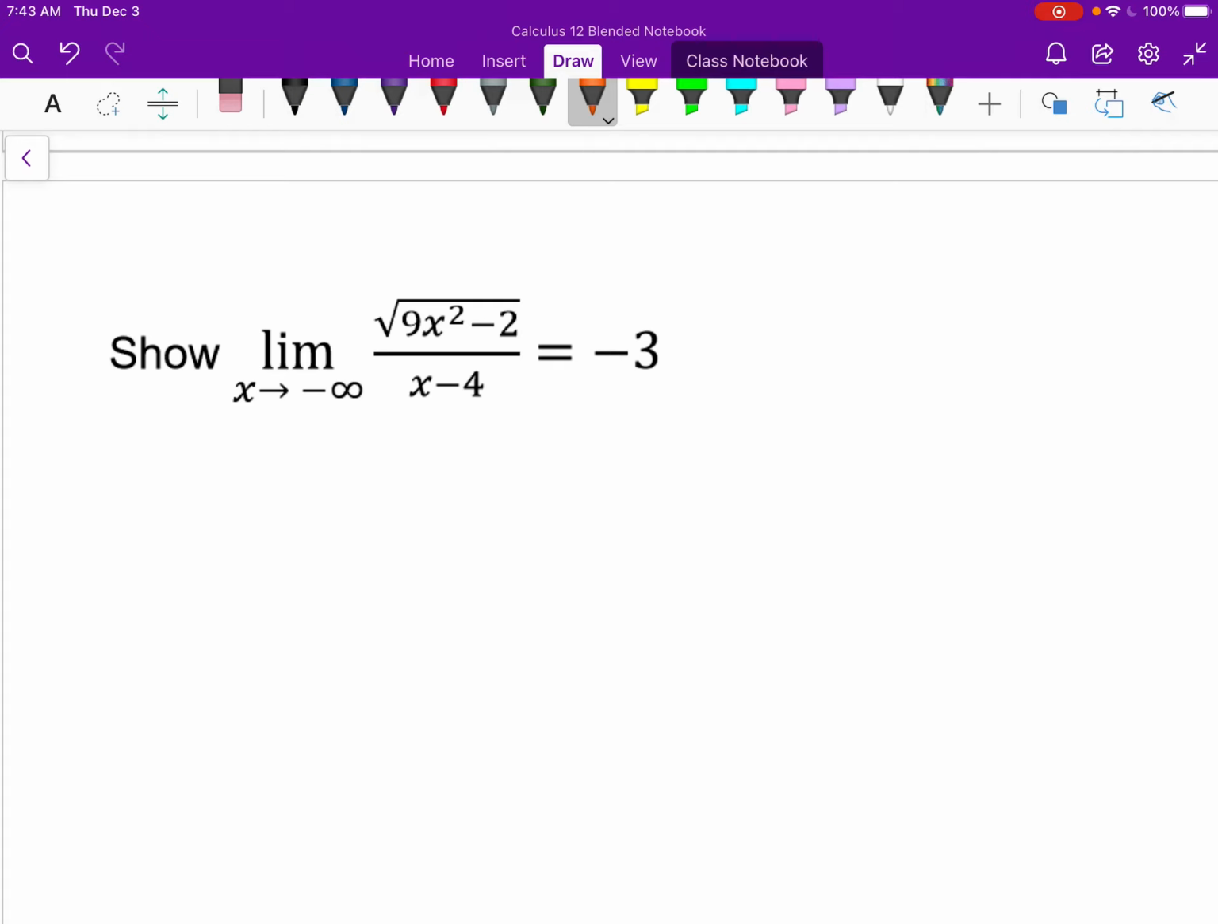Well, really, it doesn't really matter that it equals -3. Essentially, I'm just giving you the answer. But how can we find the answer? So one thing, if we look at this, as x gets really, really large, or really negative, I should say, there's a whole bunch of stuff going on.